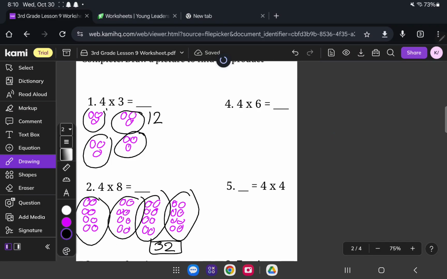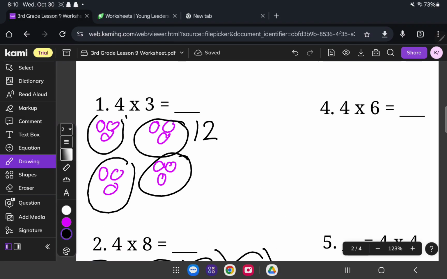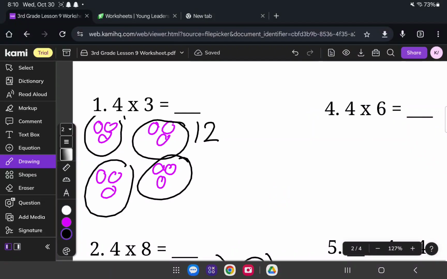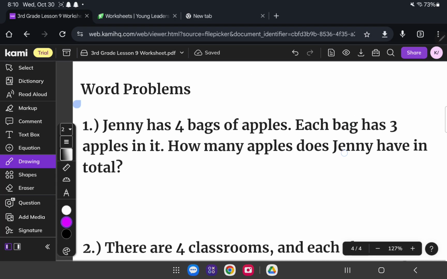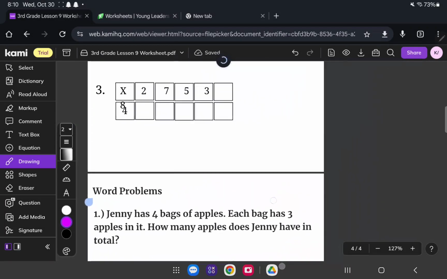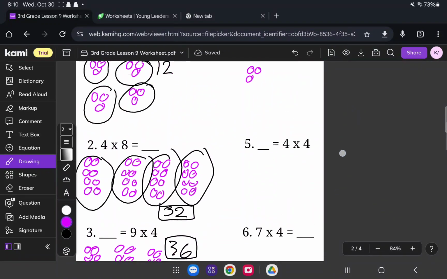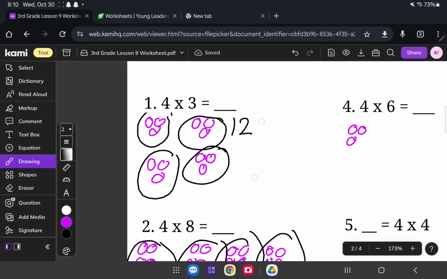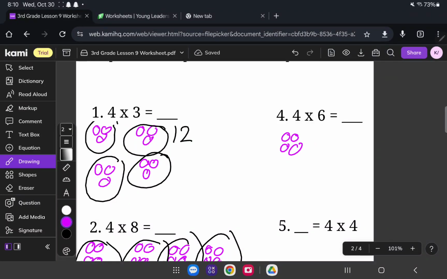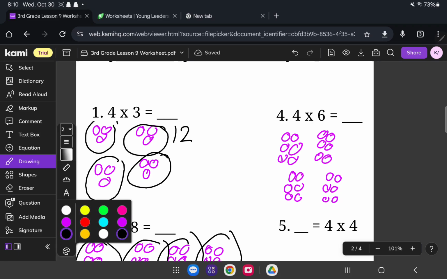Here we have 4 times 6, which would be 4 groups of 6. One group, 2 groups, 3 groups, and then 4 groups. And if we counted it all out, we would get 24.